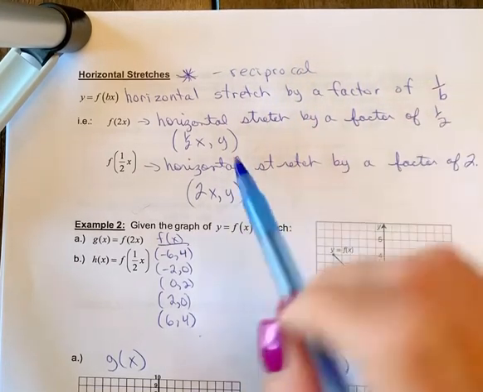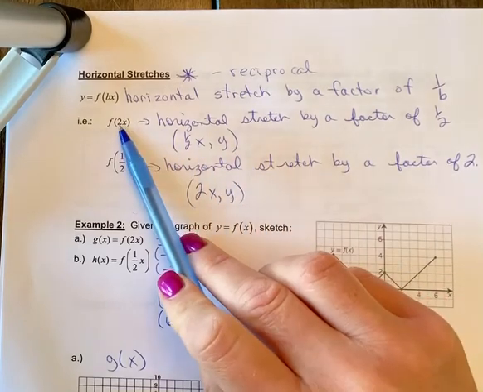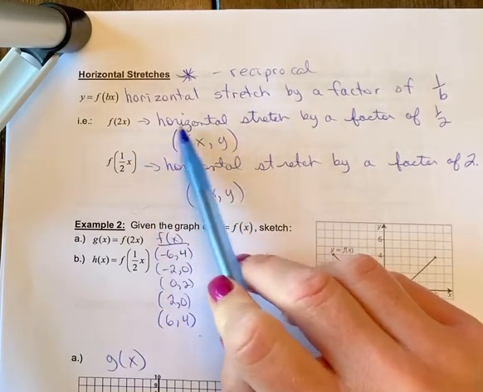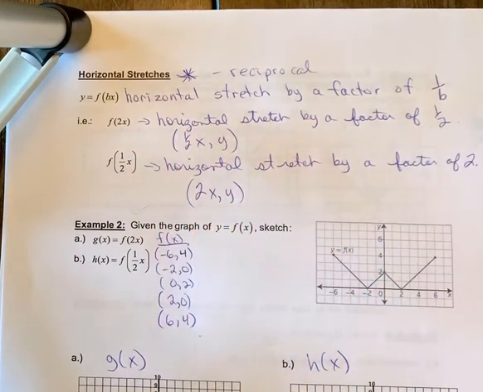Really, we could also call this a compression by 2 in this particular instance. If it's a horizontal stretch by a factor of 1/2, it's a compression of 2. But to keep the language a little more straightforward and to stick to some rules, I'm going to use horizontal stretch and the reciprocal of the B value all the time.